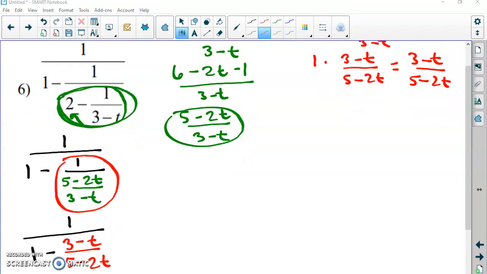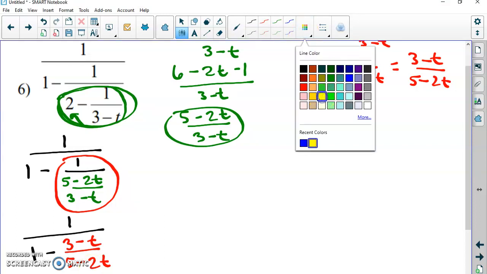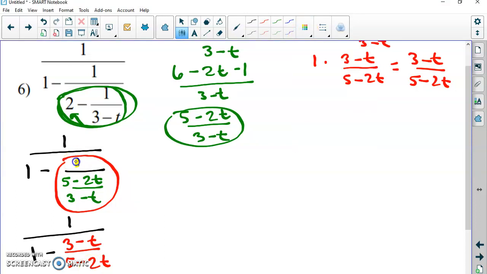Okay, now we have 1 over 1 minus our new fraction here because we had to flip it. If this 1, which I'm going to highlight in yellow, if this 1 was a different number, then we would have to multiply the reciprocal, that 3 minus t, by whatever number that was. But since it was 1, we just had to flip the green fraction up here.